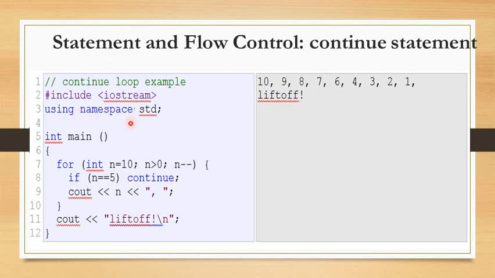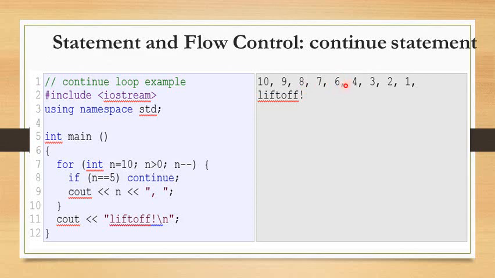#include <iostream>, using namespace std, int main, for int n equal to 10, n greater than 0, n minus minus. You look at it, it's the same countdown. So here you see if n equal to 5, continue. What this will do is just continue with its normal countdown, but if n is 5, that 5 will be skipped. That's why in the output you can see 10, 9, 8, 7, 6.